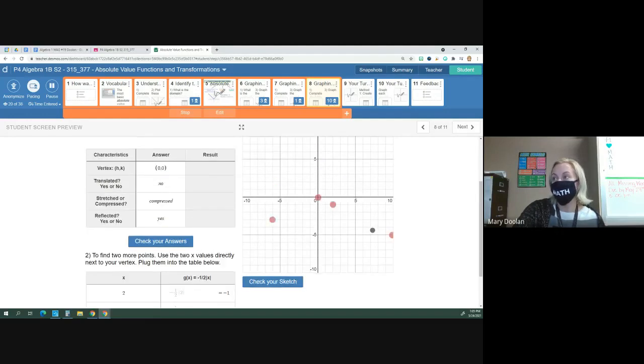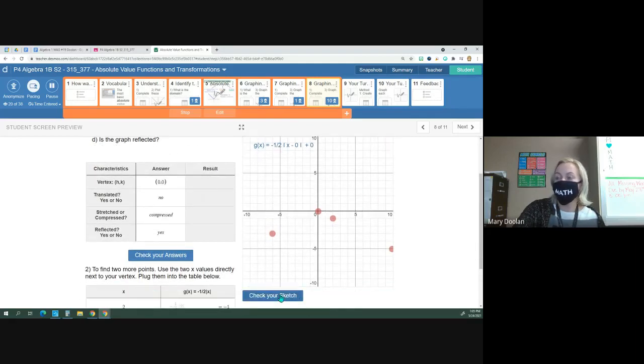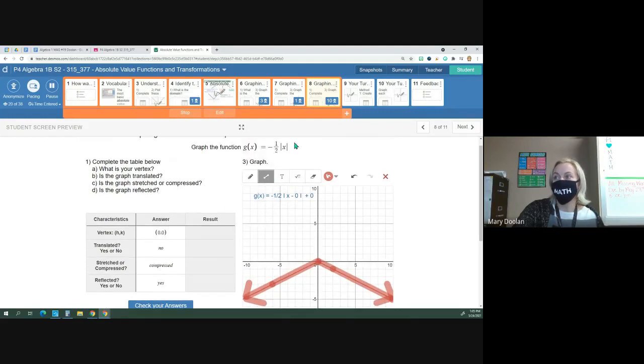You could keep doing more points, but you don't really have to. If I check my graph before I graph it, the points that I'm plotting are right on it. If I keep picking more and more points, they're going to keep falling on this graph here. So that is my graph. It's reflected and it's compressed, just based off of the way it's written with that coefficient of negative 1/2.